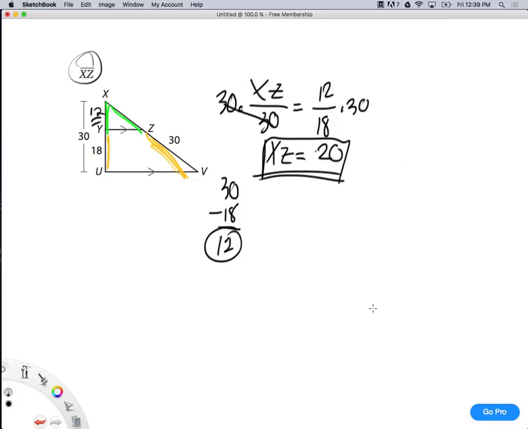All right? You see how this one was different than the last one? That's what I'm talking about. You've got to be able to look at it and be like, oh, I just have to get that side. If you're not able to critically think about it, then you're going to be like, oh, wait, 18 over 30? How do I use that? Okay?